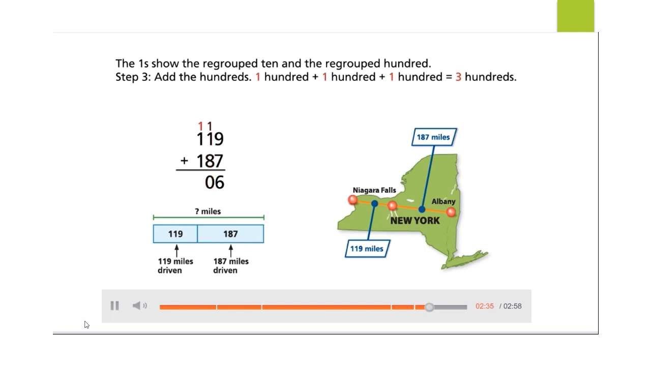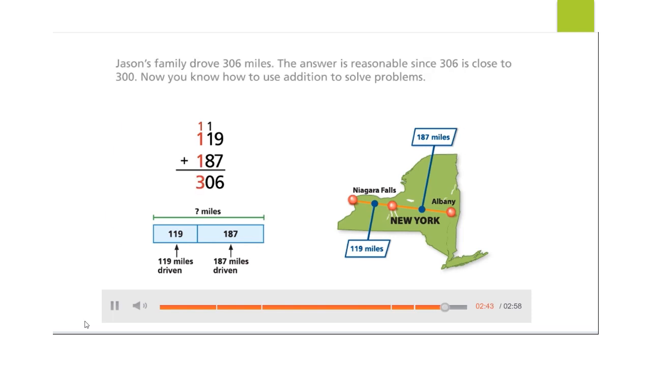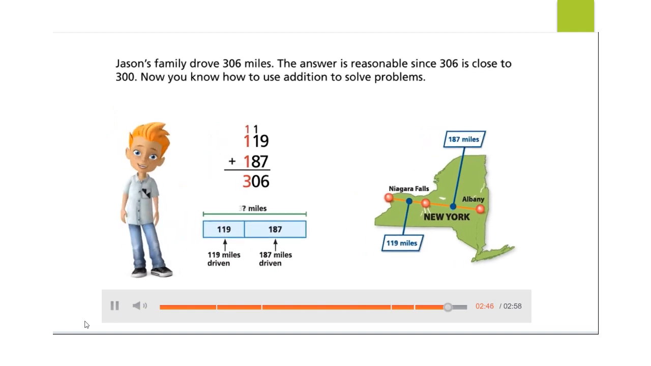Step 3. Add the hundreds. 100 plus 100 plus 100 equals 300. Jason's family drove 306 miles. The answer is reasonable since 306 is close to 300.